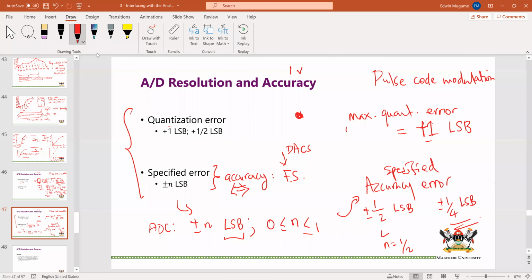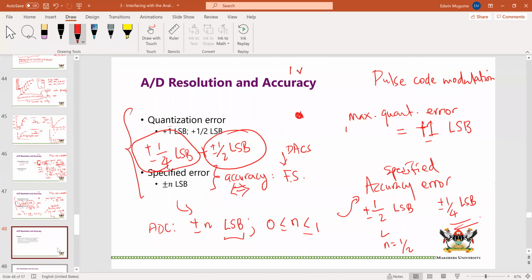So if I give you this, usually you would end up adding a quarter plus or minus LSB plus maybe a half plus or minus LSB, and this would represent the quantization error that comes from resolution. This comes from accuracy, usually due to the hardware components drifting.